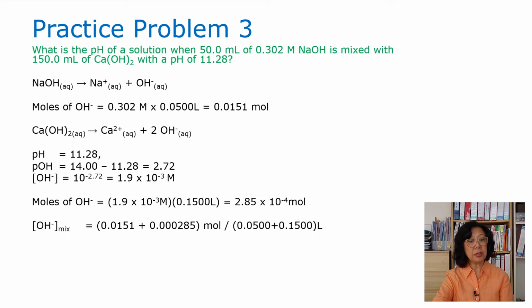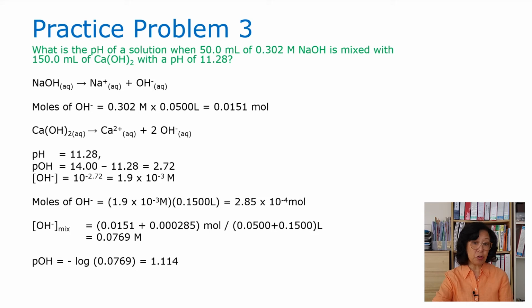Because it's a mixture, we add up the number of moles of the hydroxide ions coming from sodium hydroxide and calcium hydroxide and divide it by the total volume. Now we have a new molarity of 0.0769 molar in the mixture. And then we can calculate the pOH, which is 1.114. And from that we derive pH by subtracting pOH from 14. We have 12.886.